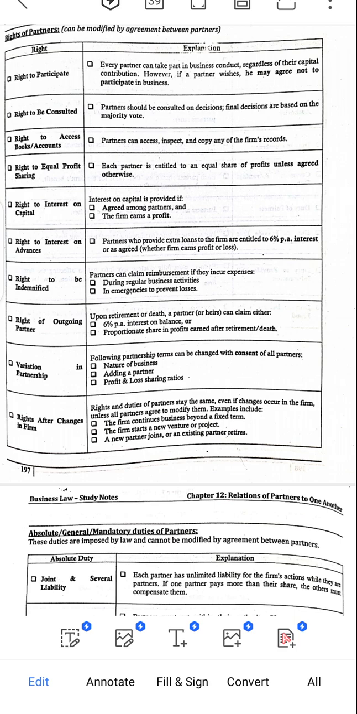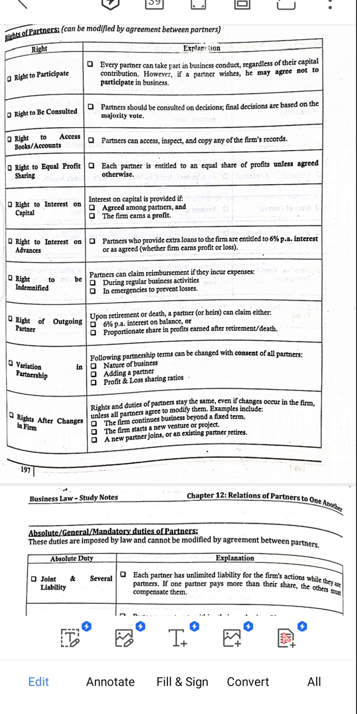Then we have the right of an outgoing partner. Upon retirement or death, a partner or their heirs can claim either 6% per annum interest on the balance or a proportionate share in profits earned after retirement or death.